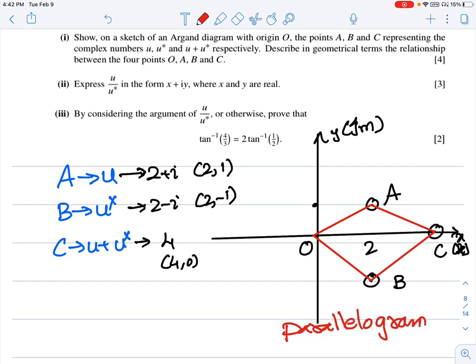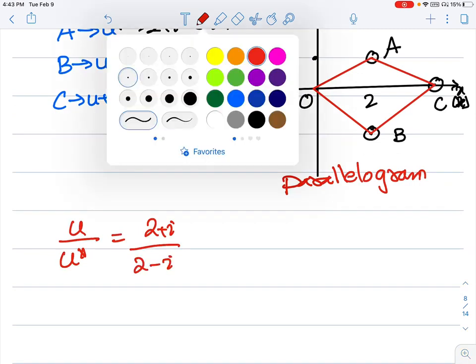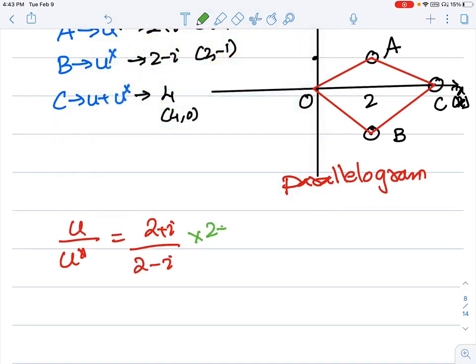Parallelogram. Then express u upon u star in the form of x plus iy. u upon u star: u is 2 plus i, u star is 2 minus i. So what am I doing? Rationalize, multiply and divide with 2 plus i. So it becomes 4 plus 4i plus i square divided by 2 square minus i square.